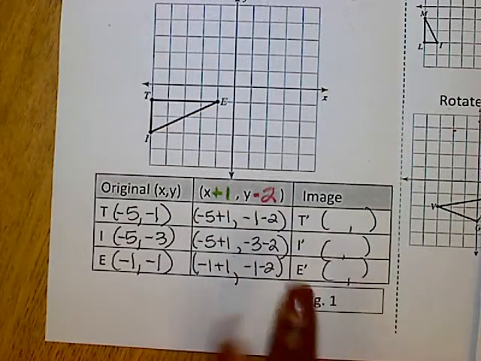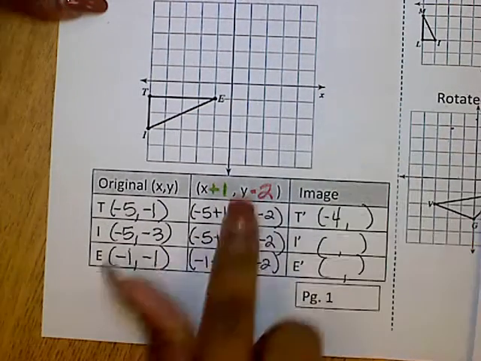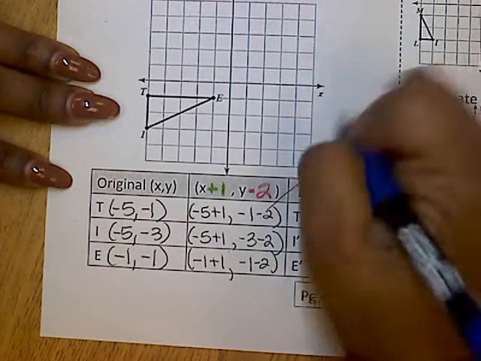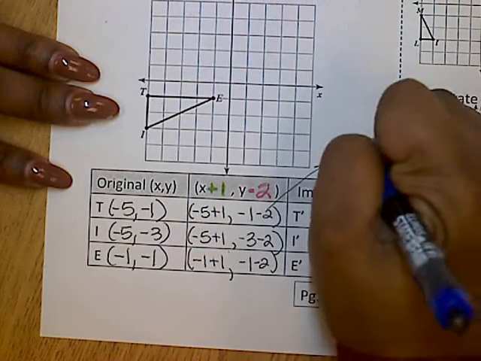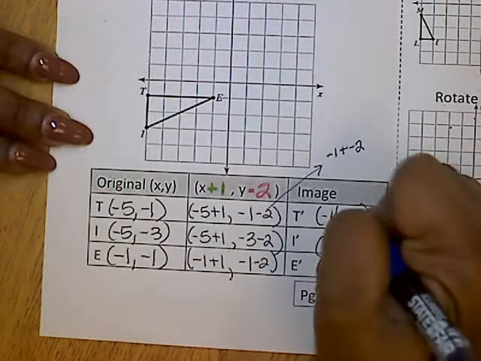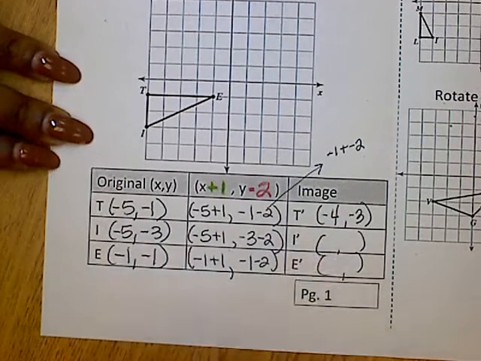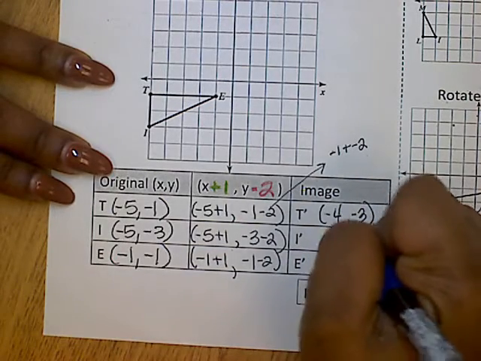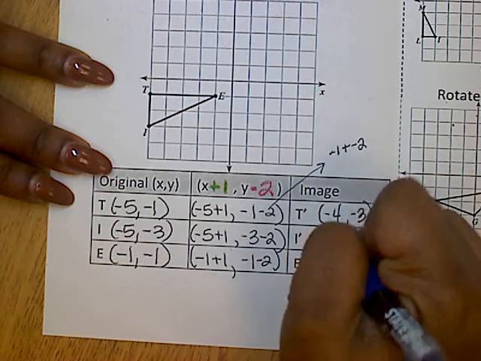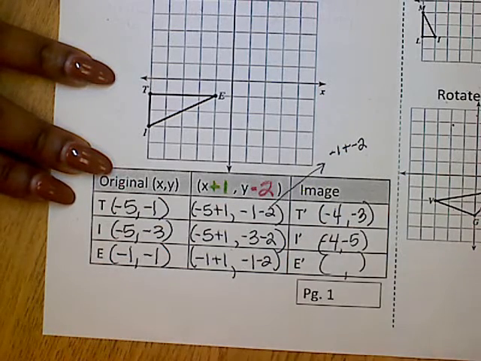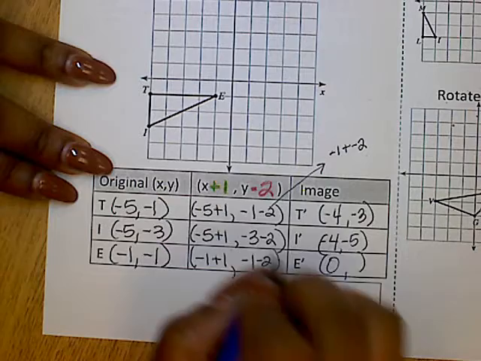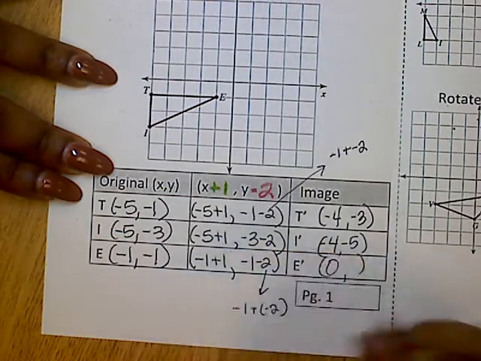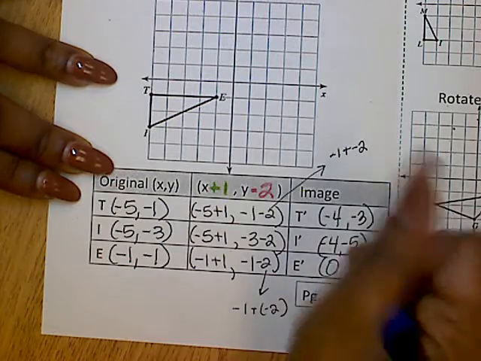So here, negative 5 plus 1 is negative 4. Negative 1 minus 2, that's also the same as negative 1 plus negative 2. Same thing, so it's just negative 3. Negative 3 minus 2, same thing as negative 3 plus negative 2. So this is negative 5 here, still negative 4. Negative 1 plus 1, that's just 0, it cancels. And then again, this is the same thing as negative 1 plus negative 2. And therefore it's negative 3.